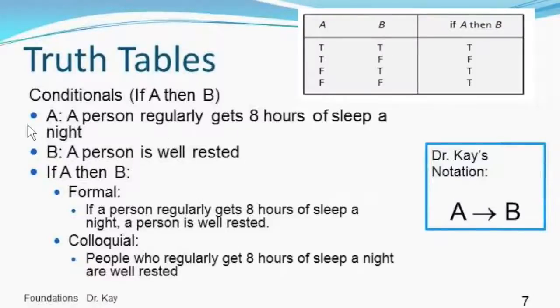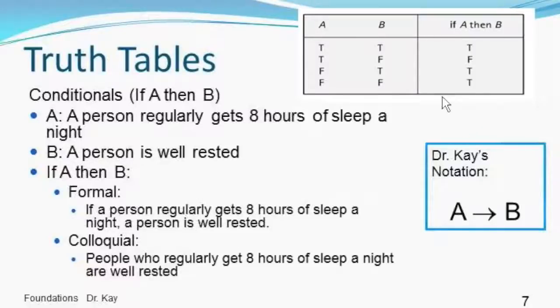So we might have a new statement A, a person regularly gets 8 hours of sleep a night, and a statement B, a person is well rested. So if A then B formally is just if statement A, then statement B. Colloquially, we might say something like people who regularly get 8 hours of sleep a night are well rested. And here's the truth table for if A then B.